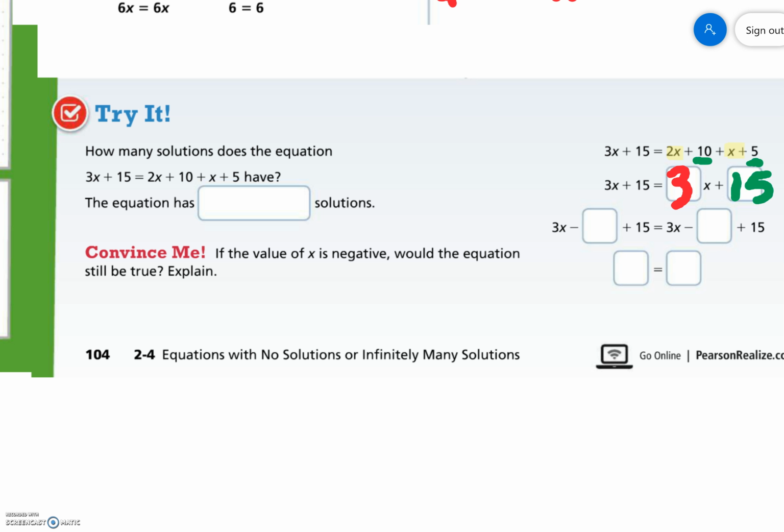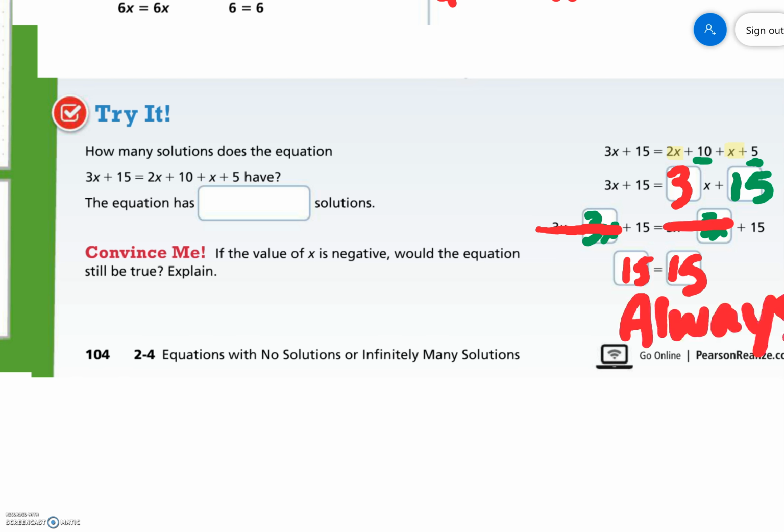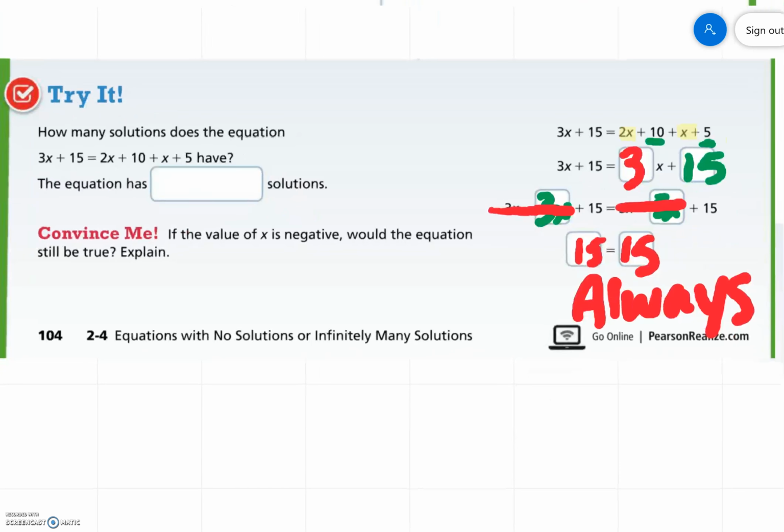Solving for x, we are going to subtract 3x from both sides. And what ends up happening is the 3x's cancel out, and we're left with 15 equals 15. There's a number equal to a number. This is always true. If it's always true, that means there are infinite solutions.